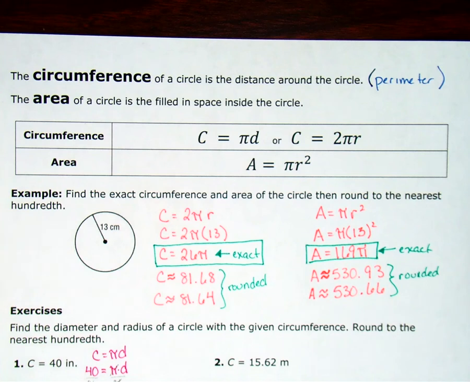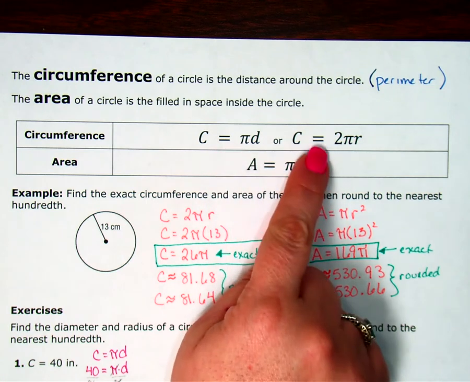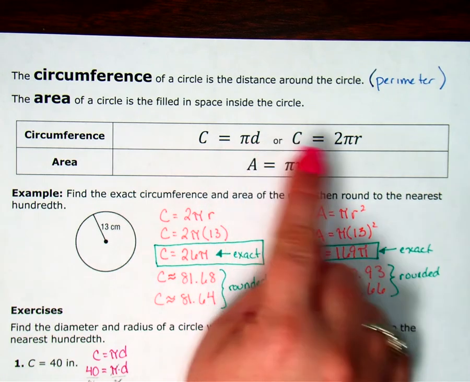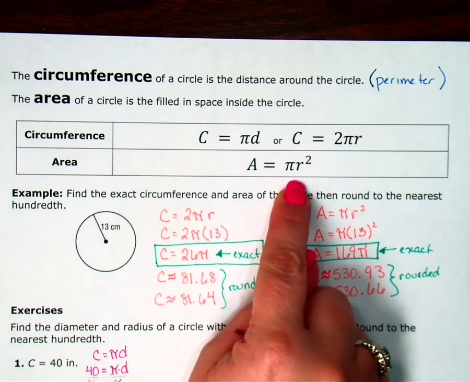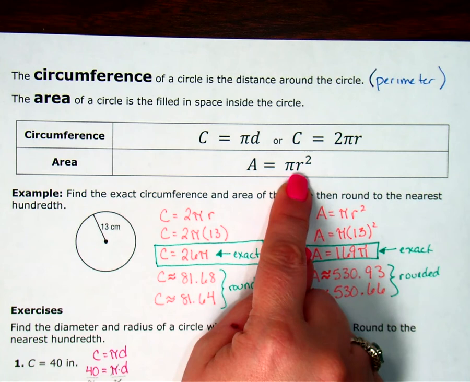Welcome back. We're still on day 1 of our new unit, Unit 9A, Circles. We're talking about circumference and area. Remember, there's 2 formulas that we use for circumference, pi times the diameter, or 2 times pi times the radius. And then my area is pi r squared, and you will always have access to these formulas.